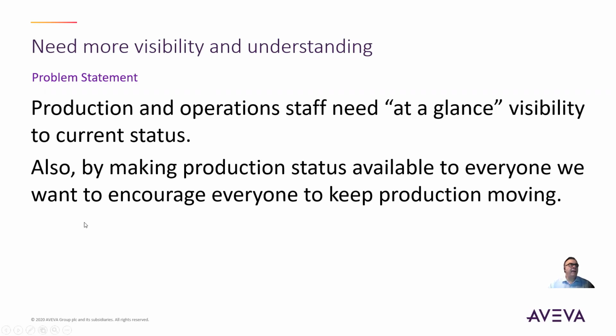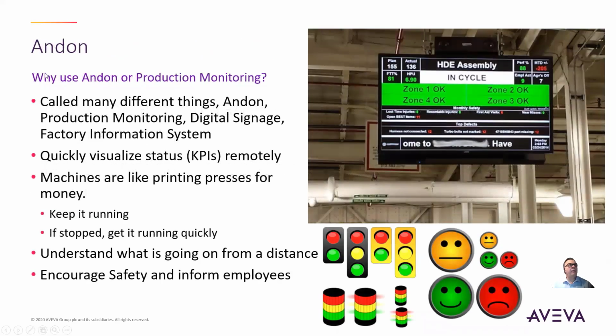Another advantage is that by making production status available to everyone, we want to encourage everyone to keep production moving. It's an incentive, kind of like a scoreboard. You see that, and you just want that to be available. So what we're talking about here is something like Andon. If you're not familiar with Andon or production monitoring, it's called different things. It could be digital signage, factory information systems, big screen TVs or big boards up in the rafters or hanging on the wall. It allows you to quickly visualize the status and understand what's going on.